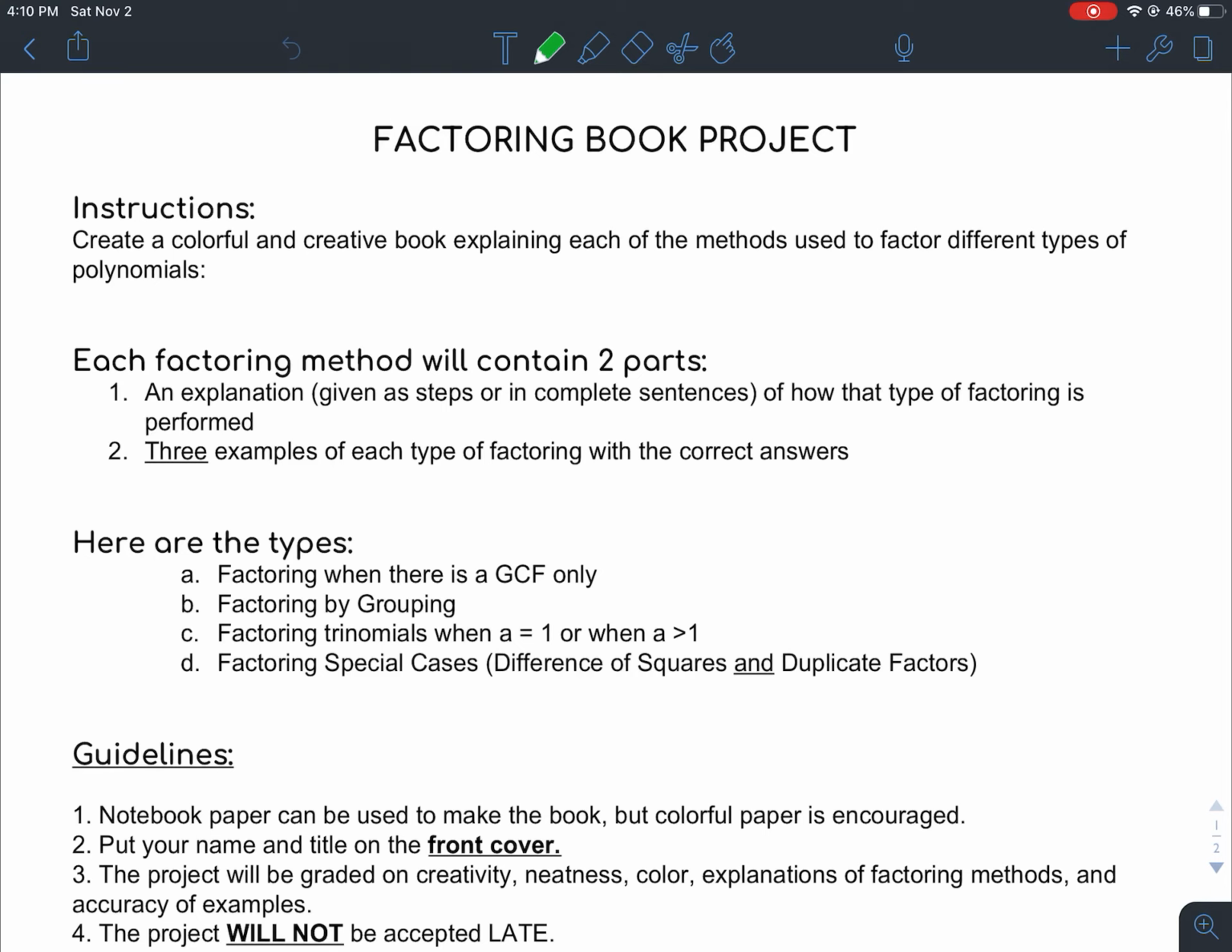You need at least 3 examples of each type of factoring with the correct answers. Now these examples could be pulled from the homework, from the notes, on the internet, any type of example that you want to use, or you can create your own example.